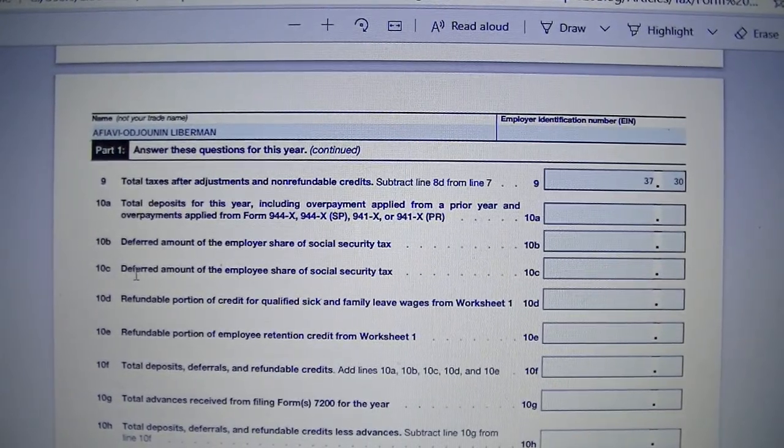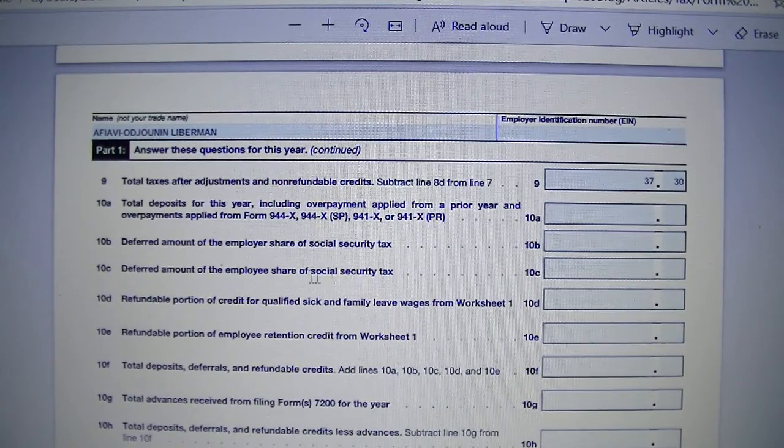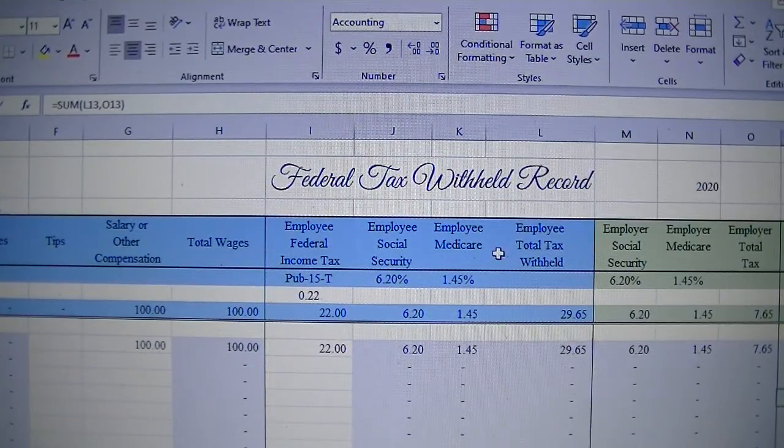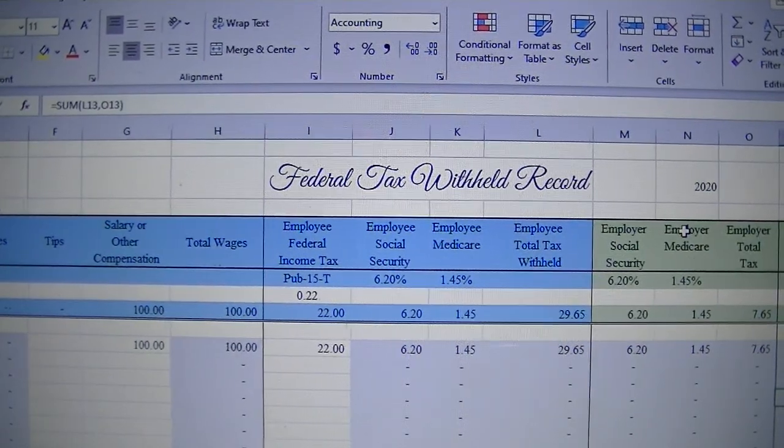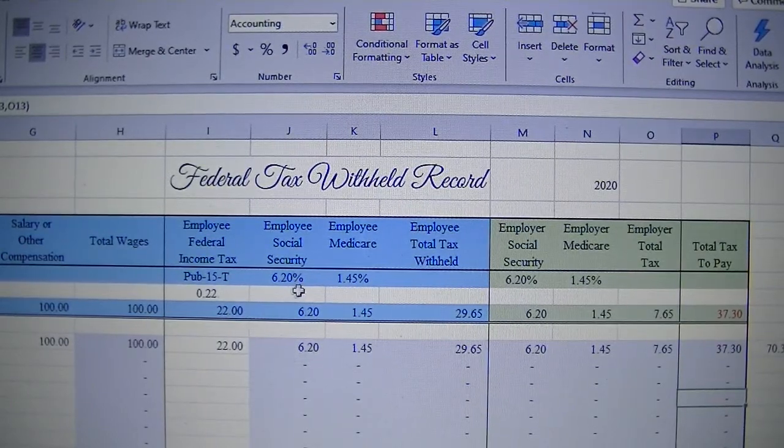Line 10C, deferred amount of the employee's share of Social Security tax, will go there, and I believe it will be for the same time frame as well, but that will be the employee share of it. And if we pull up the federal tax withheld spreadsheet that we have, it allows you to calculate the employee's Social Security, employee's Medicare, and then the employer Social Security and the employer Medicare. The tax rate is the same for both parties.